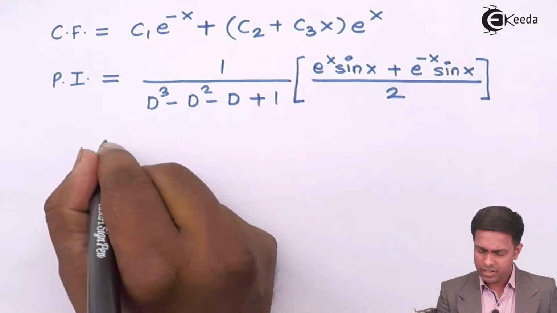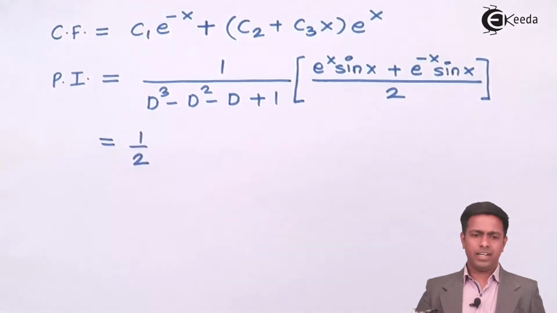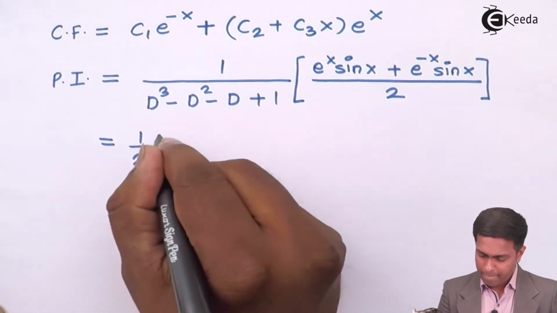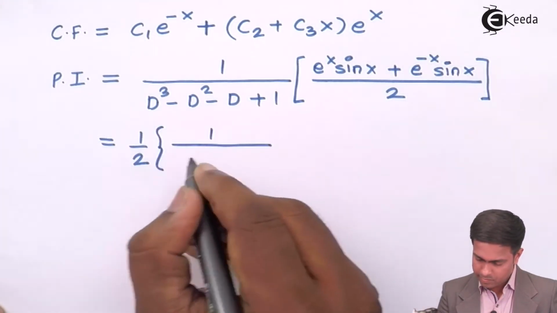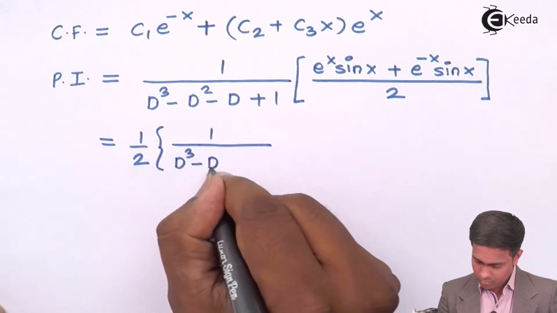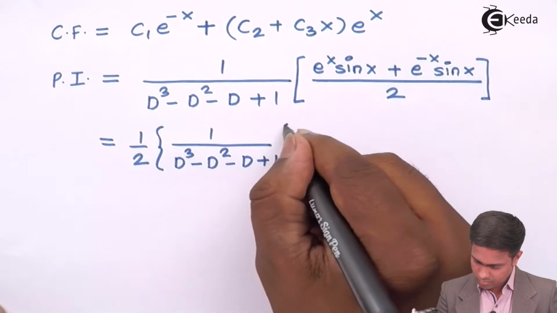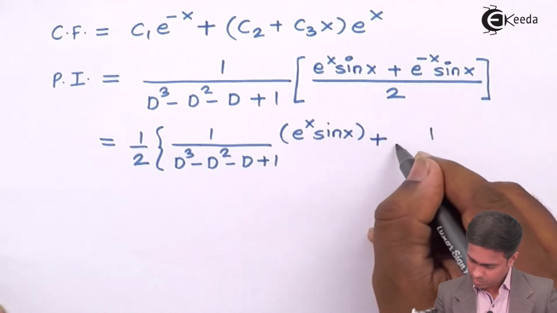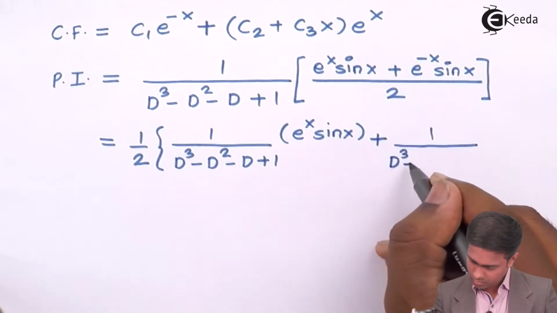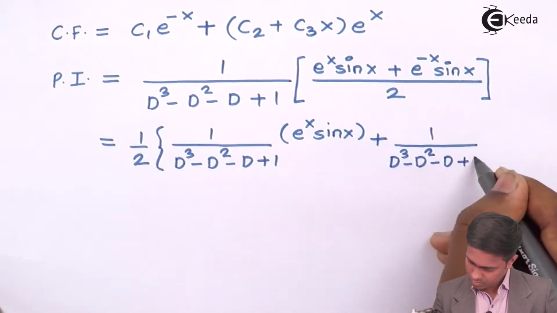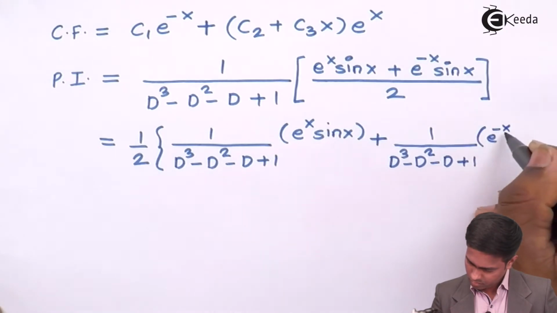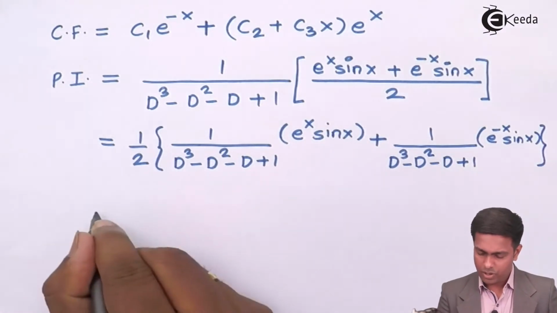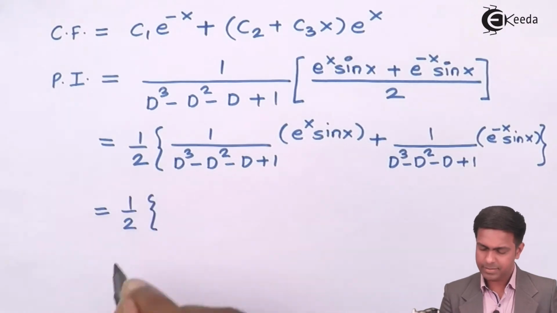Now 1 by 2 is a constant, we will take it outside, and we will apply this operator separately on the first term as well as on the second term. So we'll get, so now 1 by 2 as it is.